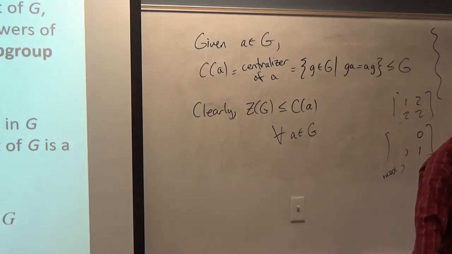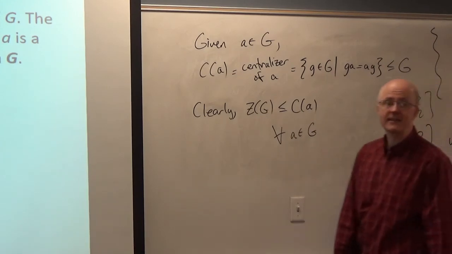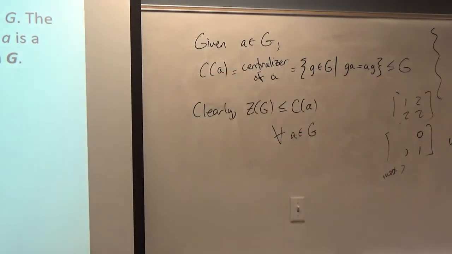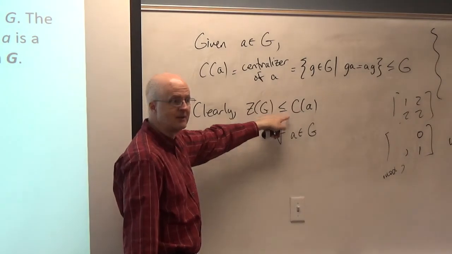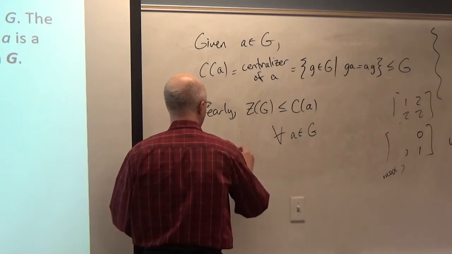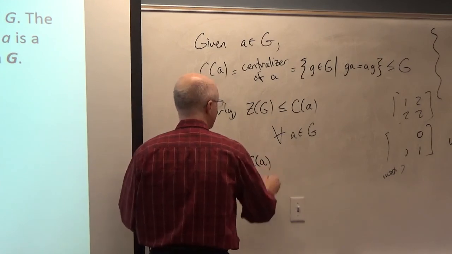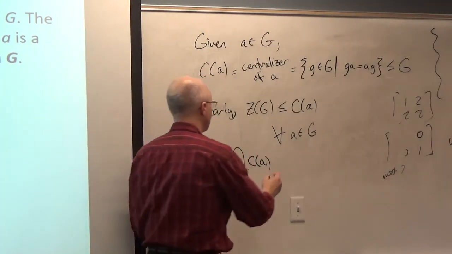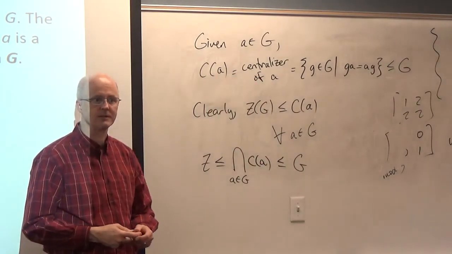And you can say a little bit more. You can say, in fact, that the center equals the intersection of all the centralizers. Since it's a subgroup of every centralizer, you definitely have it being a subgroup of the intersection, though I haven't yet proved that the intersection of a bunch of subgroups is also a subgroup. That is true. I think we'll do that after the quiz here in a few minutes.